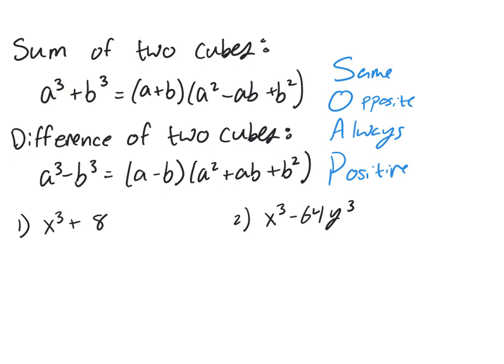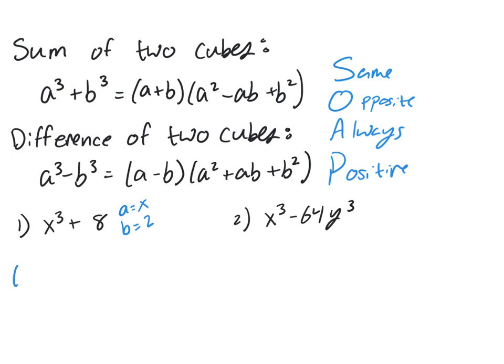So how do we factor these? If I'm looking at this one, this is a sum of cubes. What we need to determine, looking at the first term, is what did we cube to get that? Well, to get x cubed, we cubed x. Then looking at our second term, that gives us our b value. What did we cube to get 8? Well, we cubed 2. So now we know an a value and a b value, and we can substitute directly into our formula.